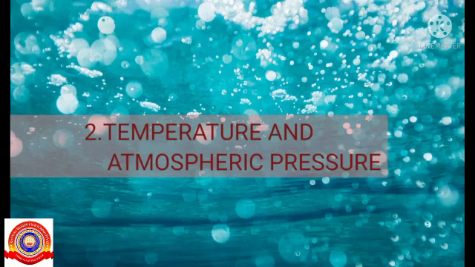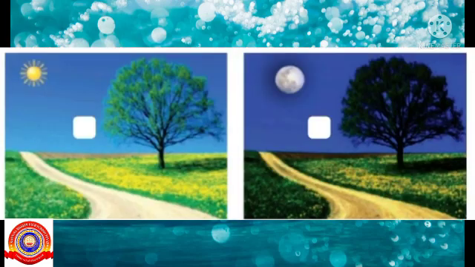Next one, temperature and atmospheric pressure. Like any other object, air also expands when it gets heated. The expanded air is less dense and hence it ascends. This leads to the lowering of atmospheric pressure. The ascending air spreads to the sides and it starts cooling. On cooling, it becomes dense and descends. As a result, the atmospheric pressure increases.